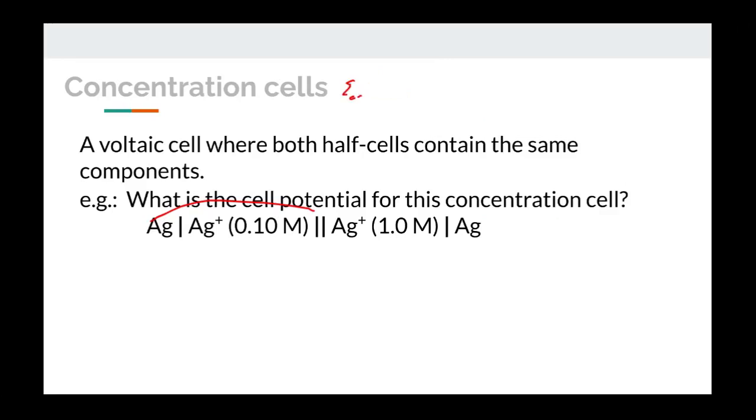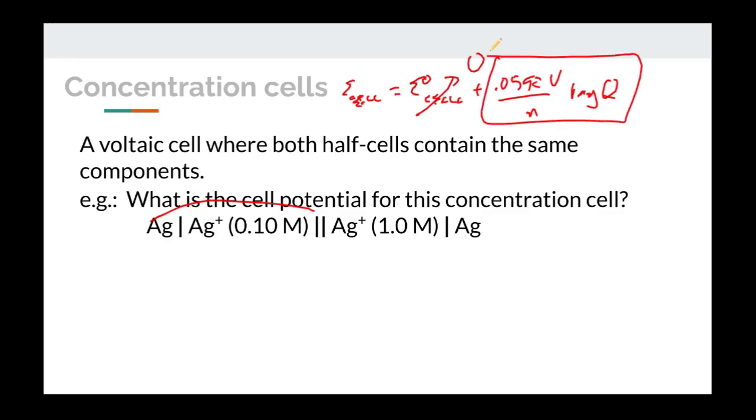Remember that cell potential is equal to standard cell potential plus 0.0592 volts over the number of electrons transferred, which in this case would be 1, times the base 10 logarithm of Q. But our standard cell potential here, that's going to be 0 because the oxidation and the reduction are the same, just opposite sign. So the reason we have a cell potential is only based on the fact that Q is not going to be equal to 1, and that makes this term have some value. So let's calculate it here.